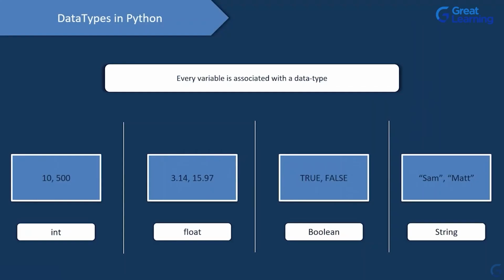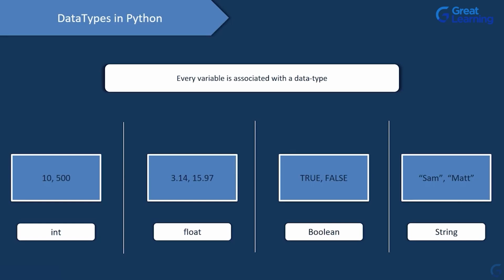Now every variable is actually associated with a data type. There are different types of data which a variable can hold. It can be of integer type, it can be floating or decimal type, it can be a boolean, it can be a string. When it comes to integers, you basically have numbers such as 10, 500, 1000, -10, -27 and so on. And floating are basically decimal point numbers, so 3.14, 15.97 or -2.1678. Any such decimal point number would be a floating point number.